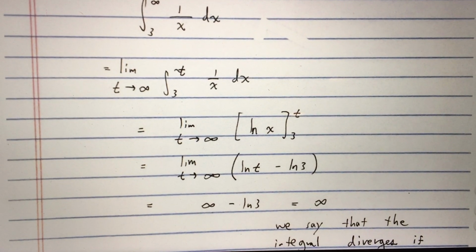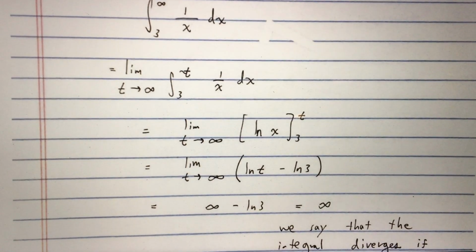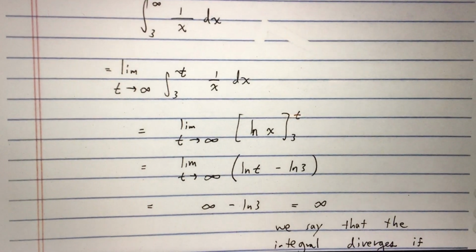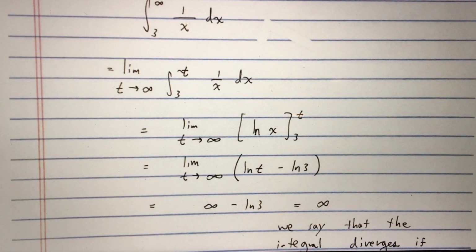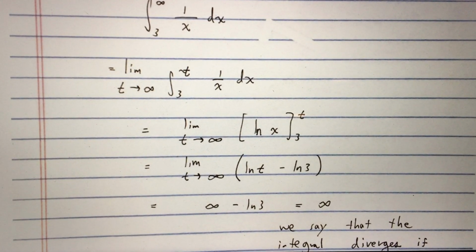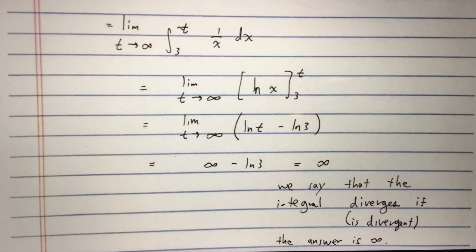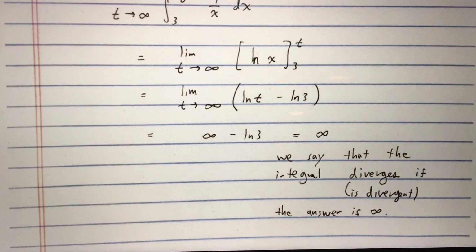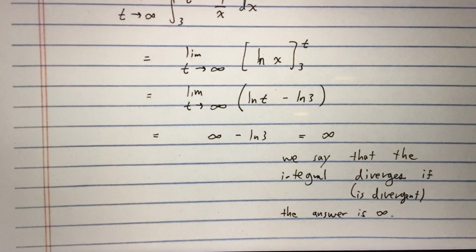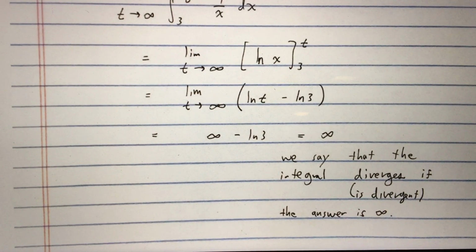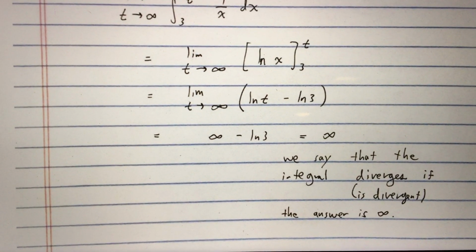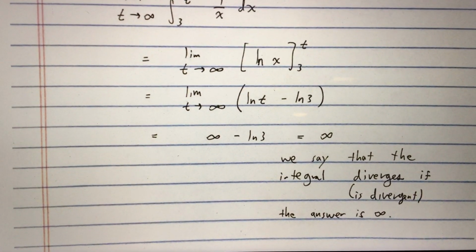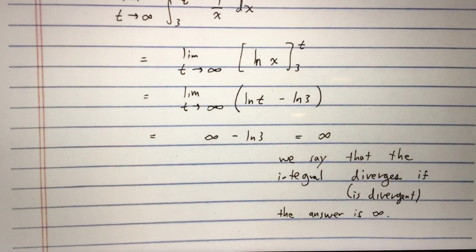So then you have to use the Calc 1 skills of taking limits. In this case, it's basically just knowing what the graph of natural log looks like. It goes up forever. As t goes out to infinity, natural log of t becomes infinity. And then you can replace the natural log of t with infinity, and infinity minus a small number, like infinity minus natural log of 3, is still infinity. So the answer to this problem is infinity, and we say that the integral diverges, or is divergent, if the answer is infinity.